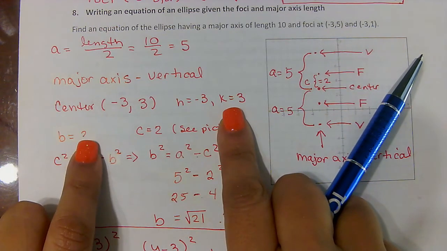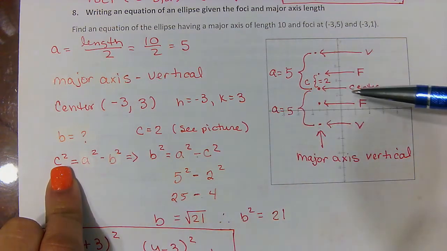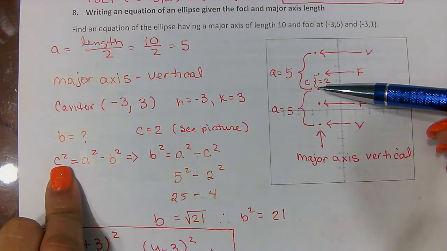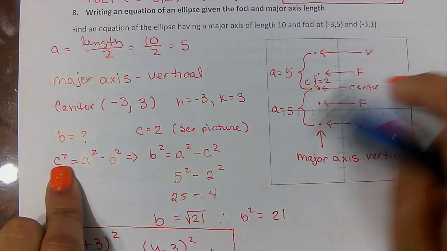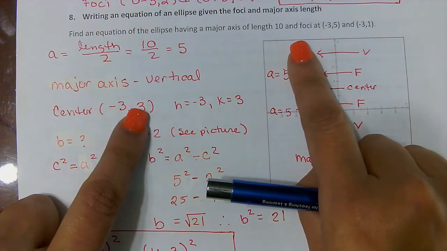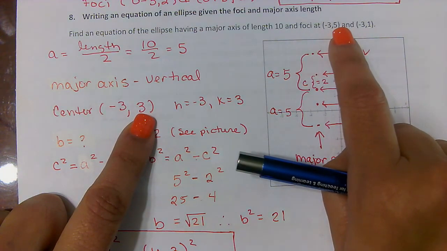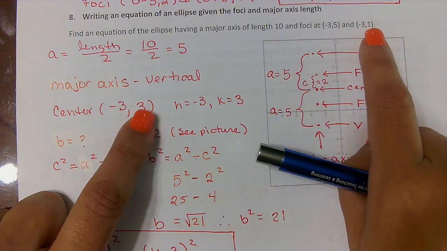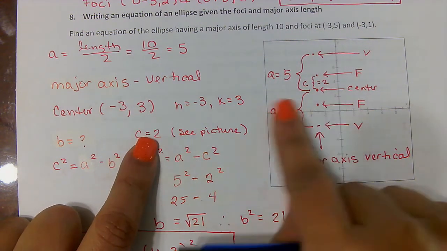Now let's determine what our b is. Since we know our c, remember c is the distance between the center and the foci, and here we can see that it's going to be 2. You can also see that from the center at 3, over to one of the foci it's a difference of 2. To the other foci it's also a difference of 2. This is going to be our c.